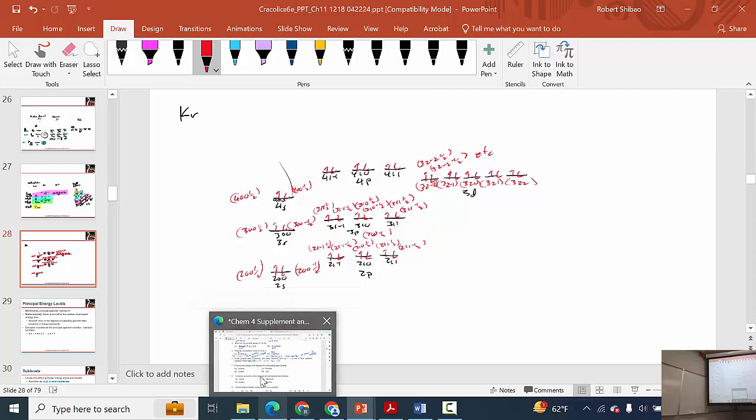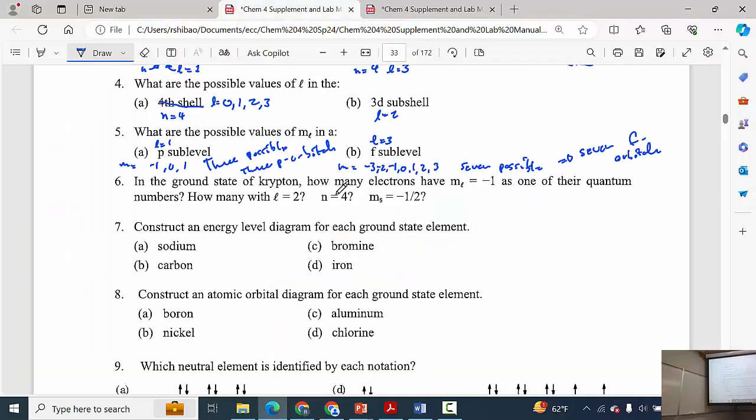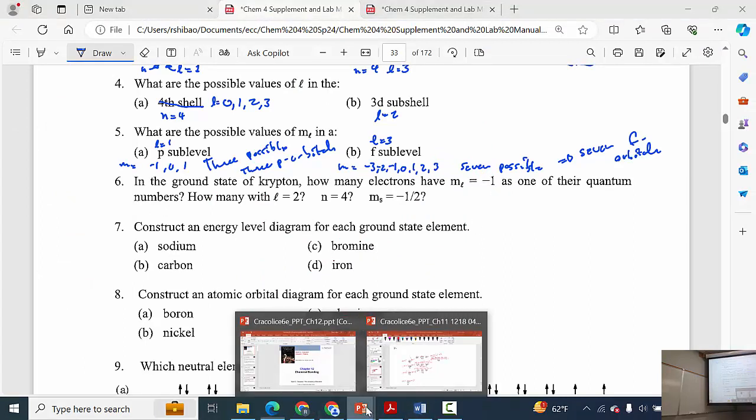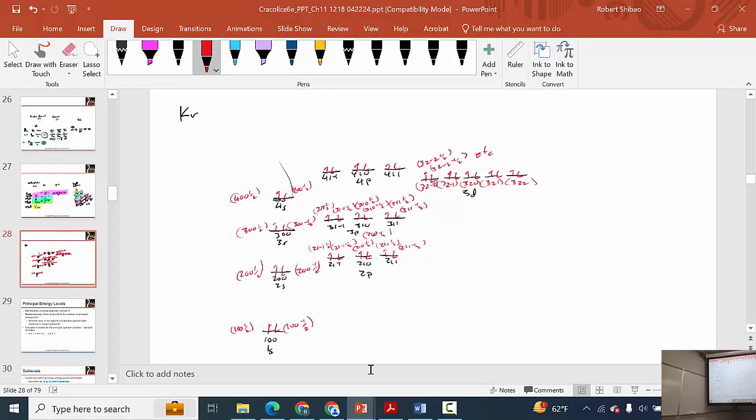Now let's go back to the question. Now the question is, how many electrons will have m equal to minus 1? So m is which one? The first, the second, the third, or the fourth quantum number?